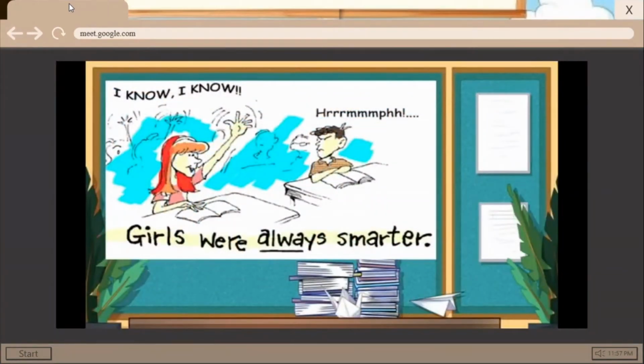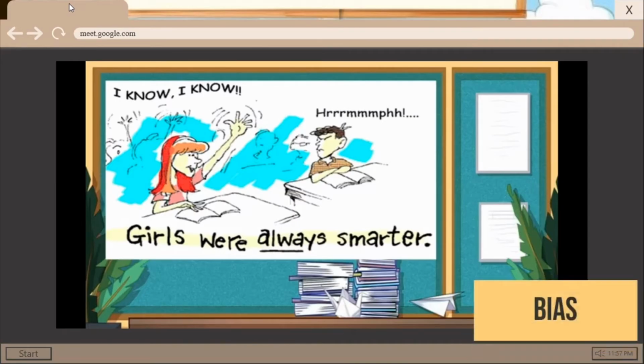We are now on our final picture. Let's see if you'll have a perfect score. What's your answer? You are correct. This shows bias. But why? Right. It is biased because it is favored towards girls. There is no scientific explanation that girls are smarter than boys. Both genders are capable of being smart in whatever field they choose.